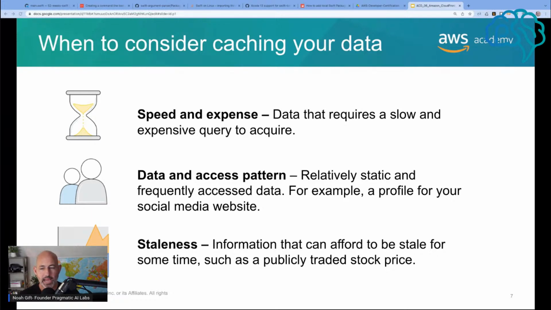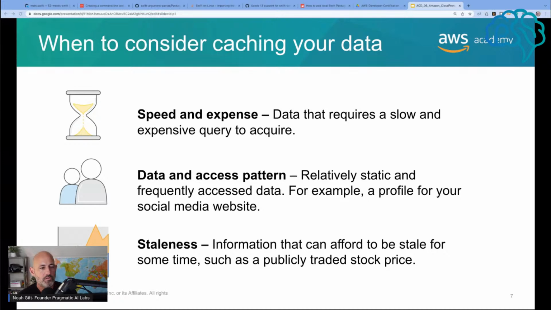Data and access pattern is another one. Determining what to cache is really important for data and access patterns. It doesn't make sense to cache data that's changing very, very frequently, because the process of creating the cache could be more expensive than reading the cache. Likewise, you don't want to cache data if caching provides no speed or cost advantage. It's just going to make things more complex.